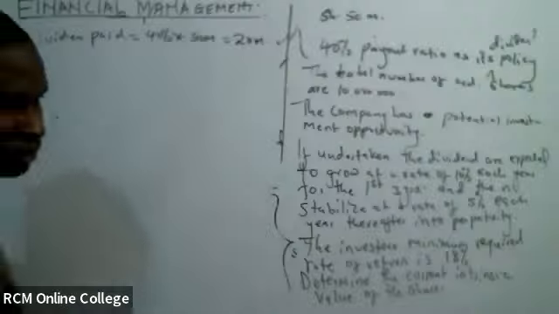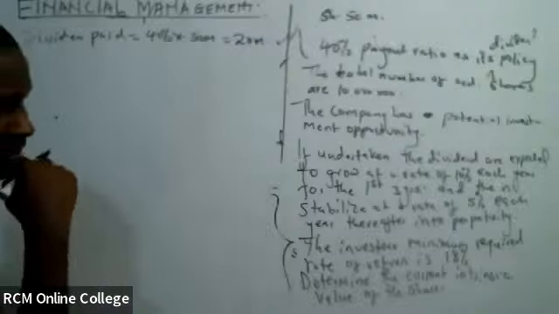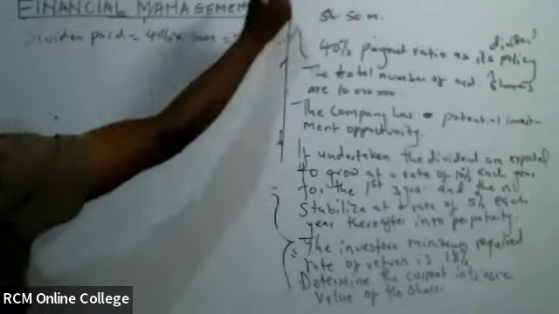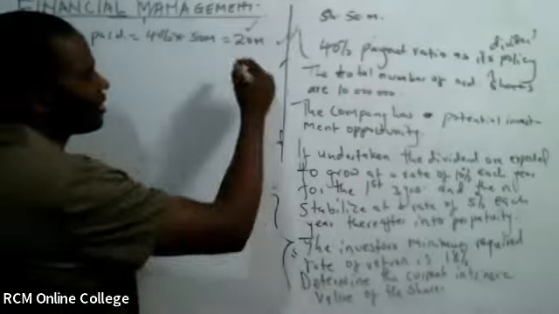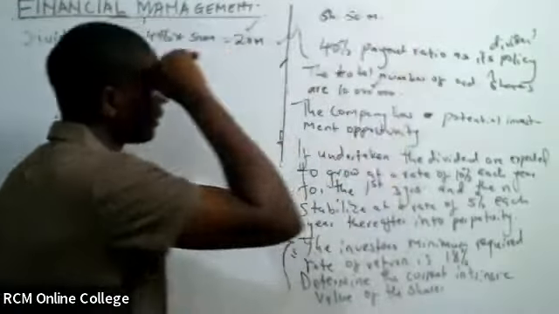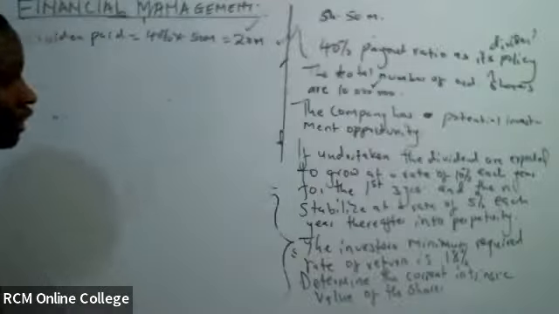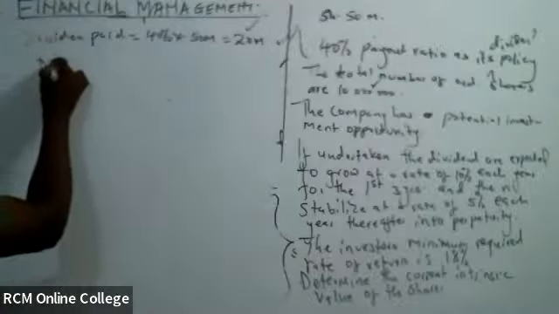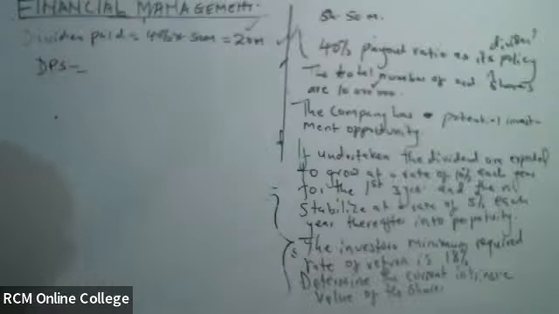Sindio? 20 million. That is the dividend paid. If that is the dividend paid, and we had the number of ordinary shares, 10 million, is it possible for us to get the dividend per share? Dividend per share, because that is the one that we want. That will be our D naught. Is it possible for us to get that?